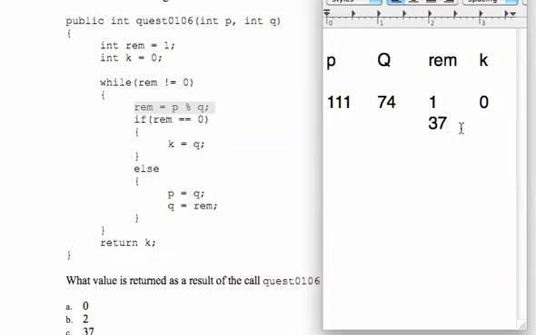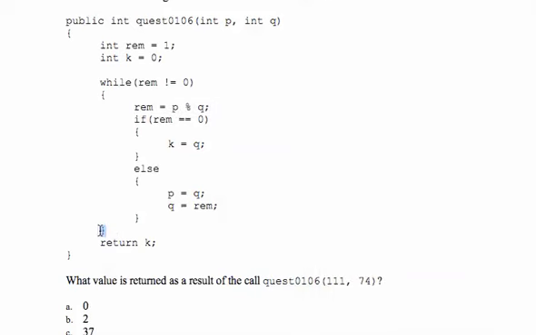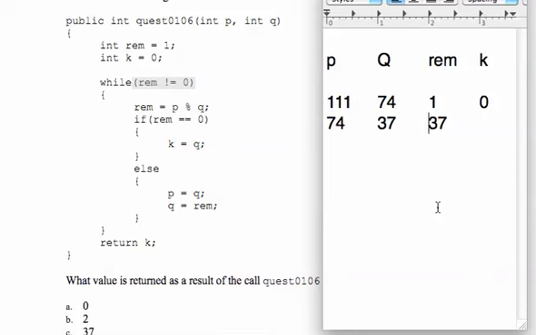If rem equals 0, well, does it? No. So we don't do that. We do the else. P equals Q. So set the value of P equal to Q. Well, Q is 74. So P now equals 74. And then we set Q equal to rem. Well, Q now equals 37. So that's our chart right now. Then we go back up here. Now we go back up. We don't get to the return because we're still in the while. So now we need to see if rem does not equal 0. So ask yourself, does rem equal 0? And continue. And that's how you do this problem.